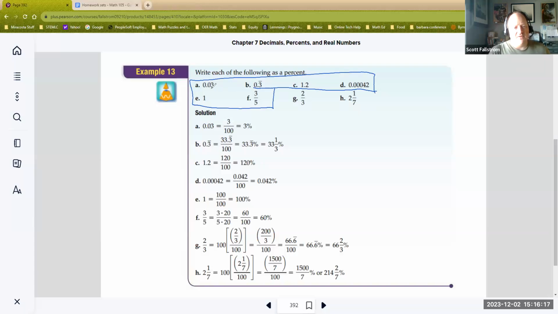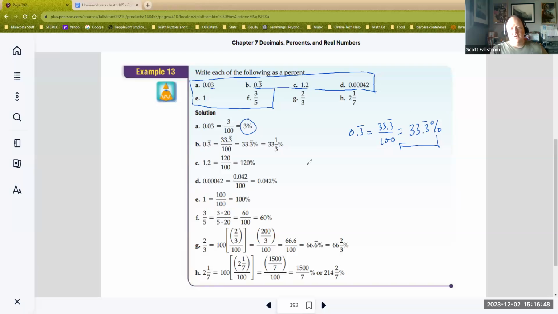0.03, if you read this, it'd be 3/100ths. 3 over 100, 3 per 100 is 3%. 0.3 repeating, if you think about that, if you multiply to get a denominator of 100, you would have 33.3 repeating because you'd multiply by 100 on top and bottom. And percent-wise means 33.3 repeating percent, again, because I have the percent representing the per 100.